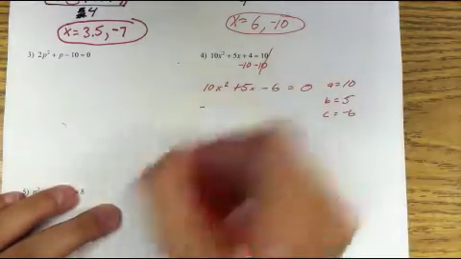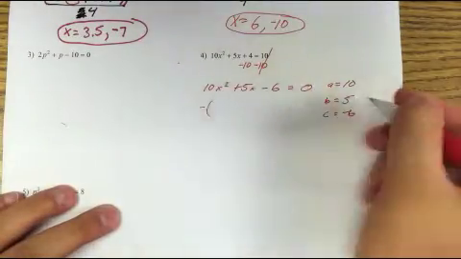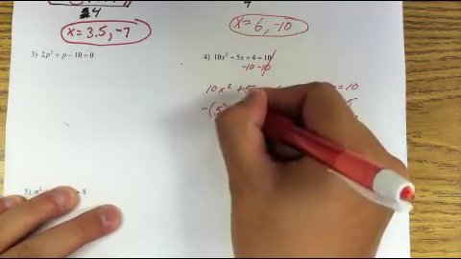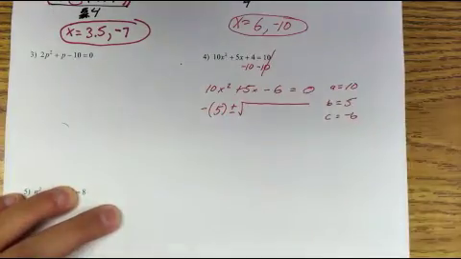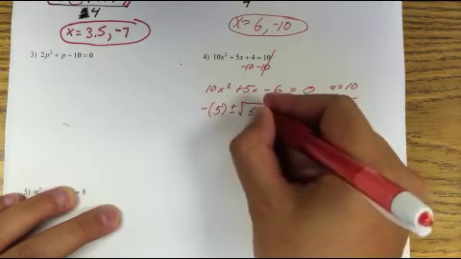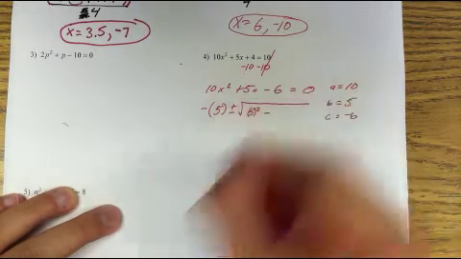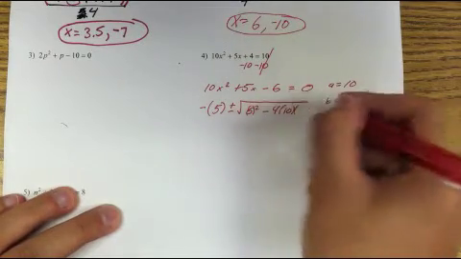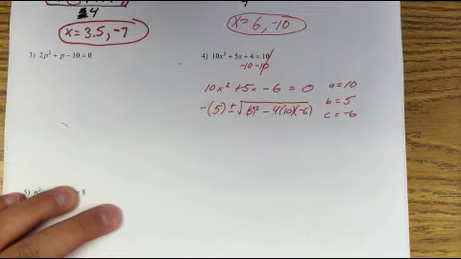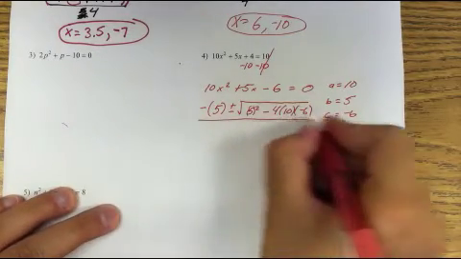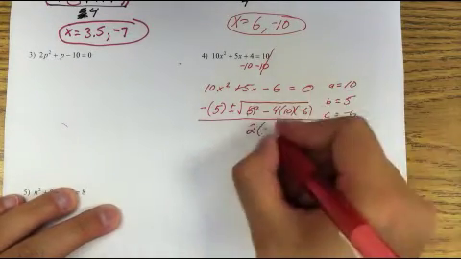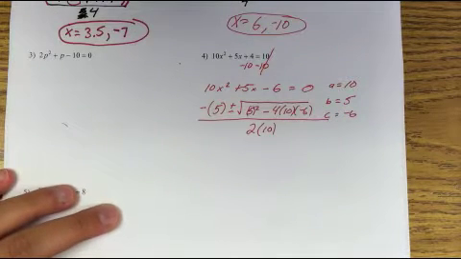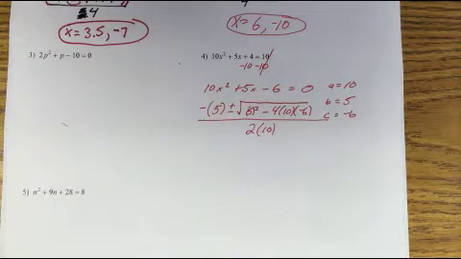Okay? Negative always goes there. Remember, the opposite of b, which is 5, plus or minus the square root of 5 squared. I like to put parentheses around it. Get in that habit. Minus 4. Our a is 10. And c is negative 6. Okay? All divided by 2 times your a, which is 10. Easy enough, right? Okay, what did I say to always do to lessen the error that we may get? Let's clean it up, okay?